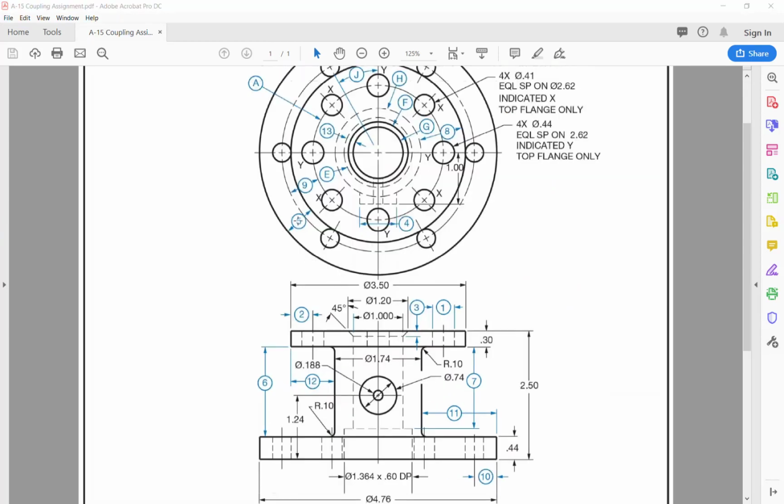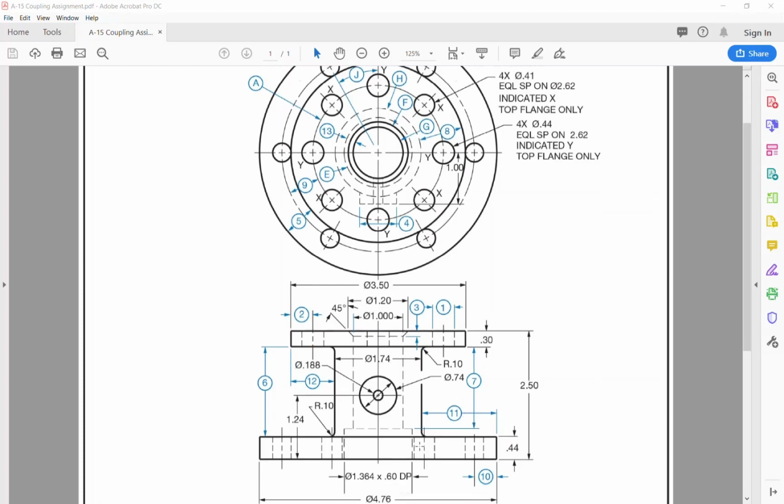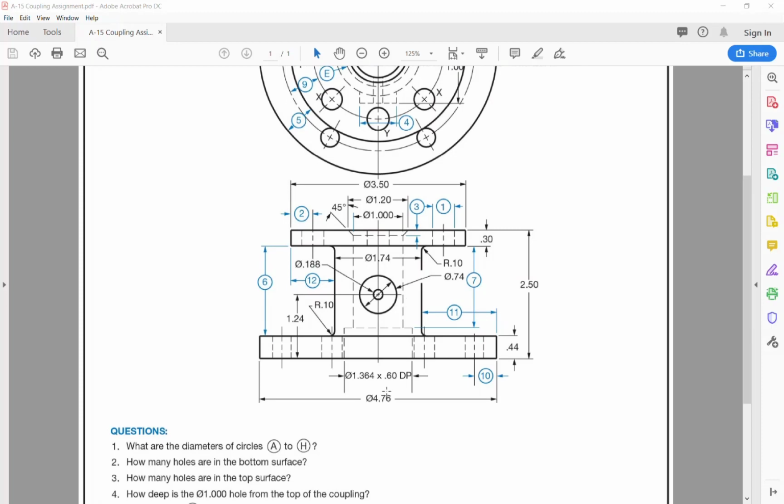So number 10 is actually similar to number 2 because we're going from essentially the bolt hole circle. So wherever we see a center line through a hole, we're going from the bolt hole circle to, in this case, the outer flange. And on number 2, we went from the bolt hole circle to the OD of the upper flange or the top flange. So that's number 10.